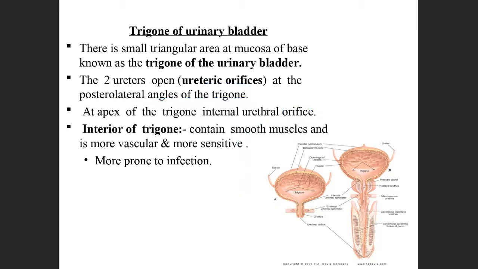This trigone contains smooth muscles, and it is more vascular and more sensitive. More vascular means it has more blood supply, and it is a very sensitive structure.